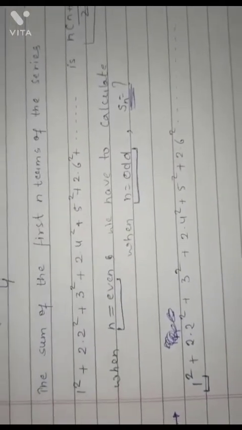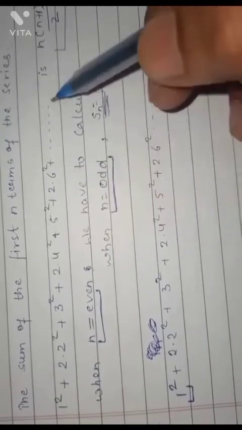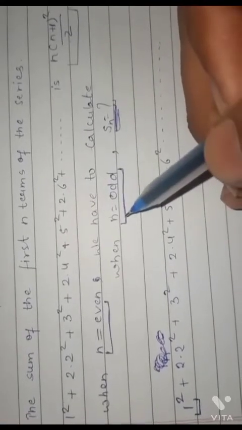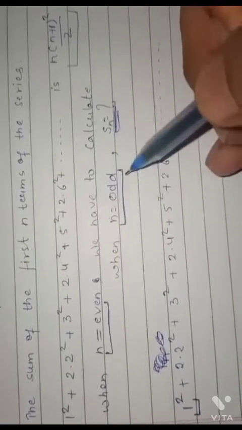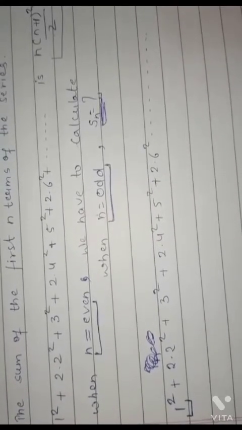We have question number 2. The sum of first n terms of the series 1 square plus 2 into 2 square plus 3 square plus 2 into 4 square plus 5 square plus 2 into 6 square and so on is n into (n plus 1) whole square divided by 2 when n is even, and we have to calculate it when n is odd. So we have to calculate the sum of this series when n is odd. The series is 1 square plus 2 into 2 square plus 3 square plus 2 into 4 square plus 5 square plus 2 into 6 square, and so on.